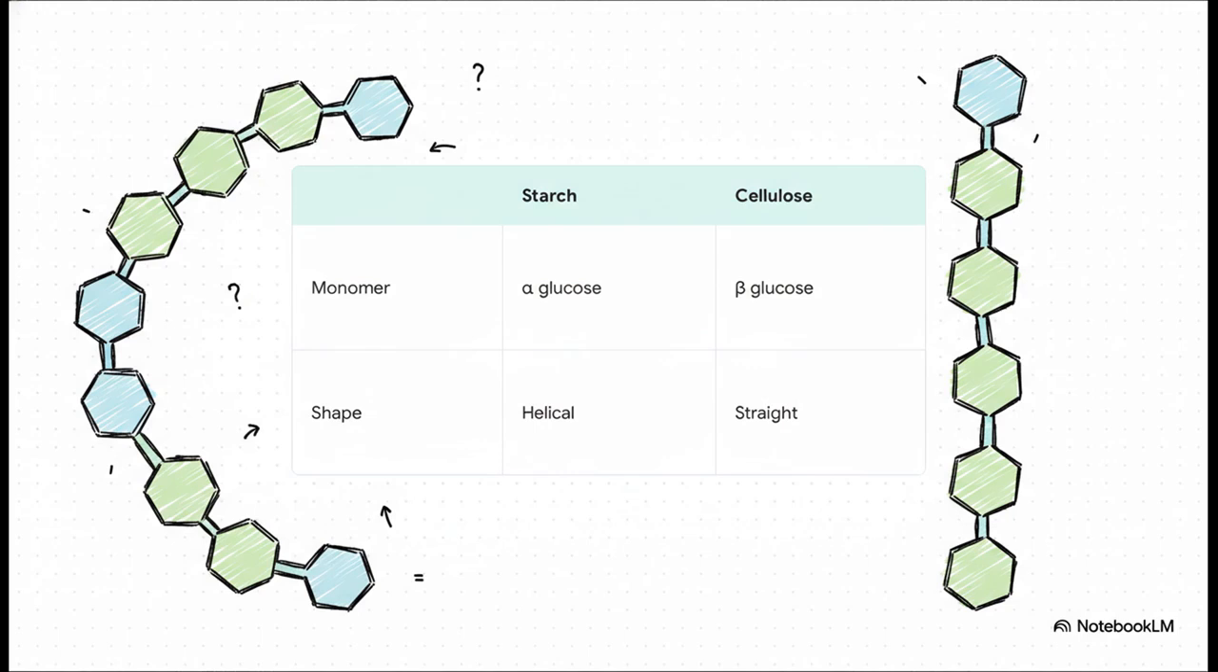So how is that possible? Well, it turns out our little glucose Lego brick comes in 2 slightly different flavors, an alpha form and a beta form. The only difference is the position of one little group of atoms. When you build with alpha glucose, you get starch, and the whole chain naturally coils up into a helix. But when you build with beta glucose, you get cellulose, and the chain stays perfectly straight and rigid.